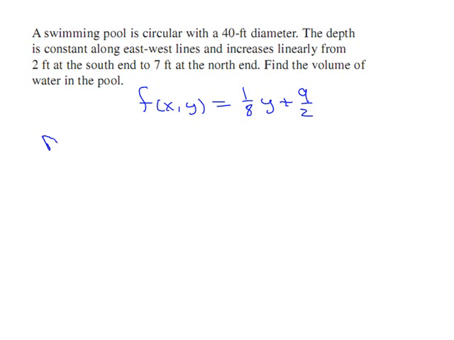The region D is the set of points r theta in polar coordinates such that r is between 0 and 20, and theta is between 0 and 2 pi.